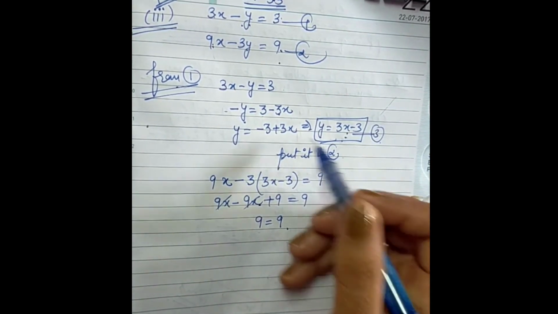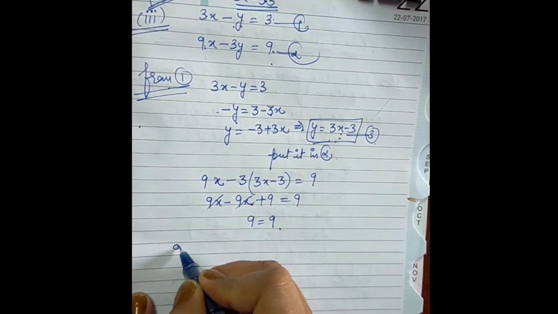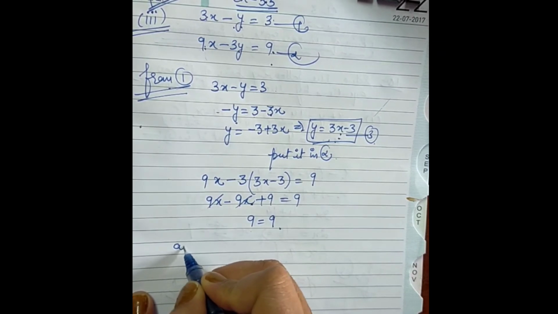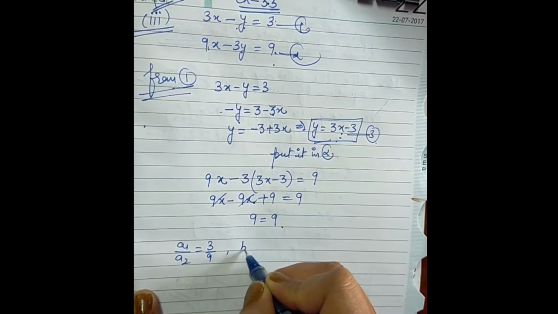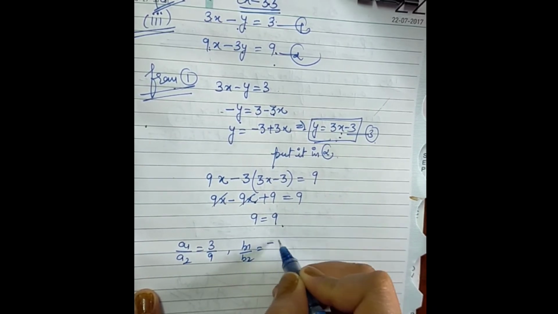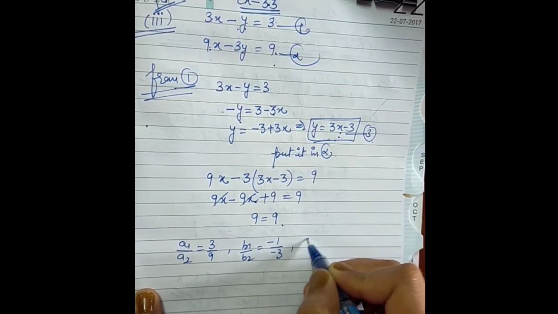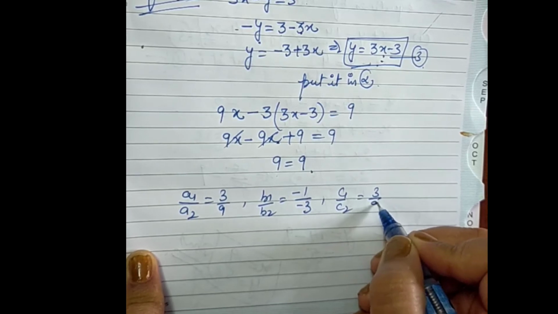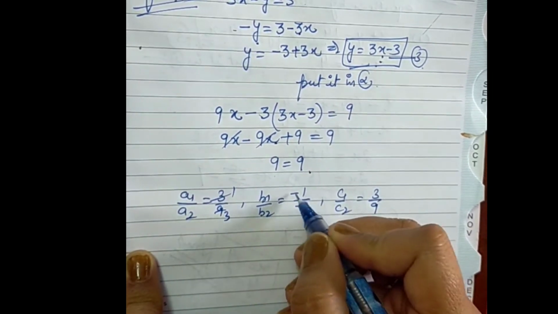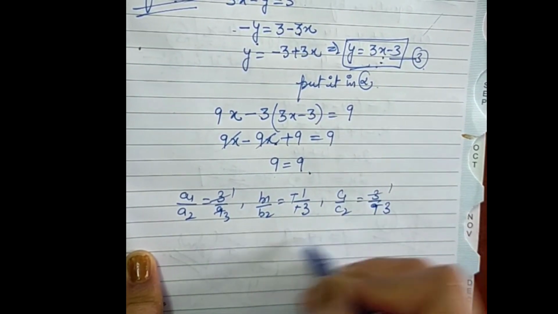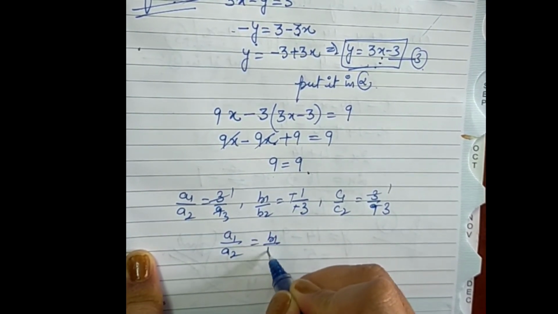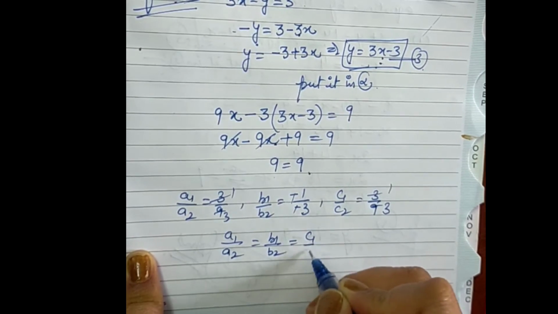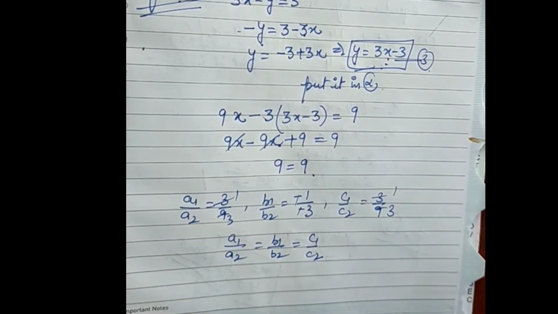I'll drop the link of the interpretation table and other parts of this question in the description box. You can check here. A1 over A2 is 3 by 9. B1 over B2 is minus 1 over minus 3. C1 over C2 is 3 by 9. So all the time we got 1 by 3. That means all the ratios are equal. In such a condition, we have an infinite number of solutions.